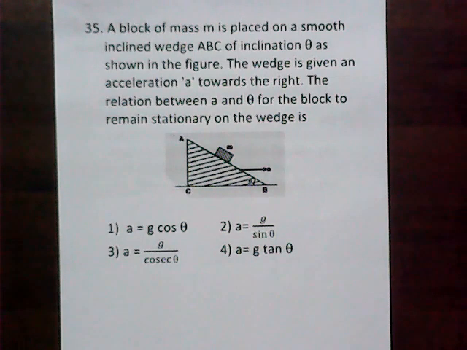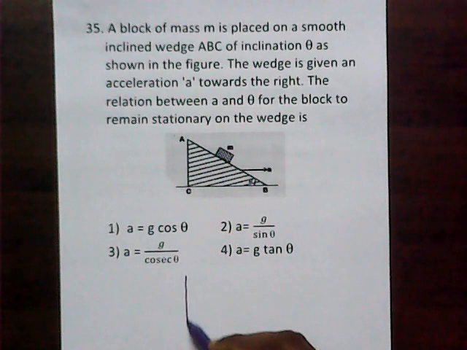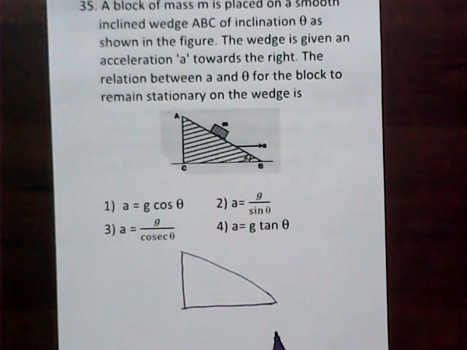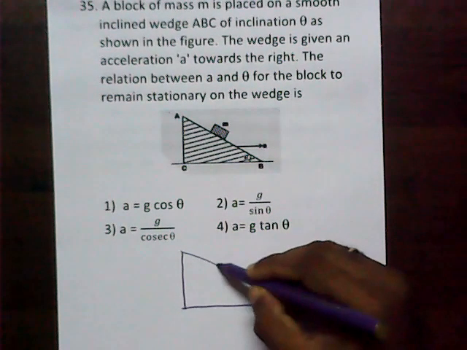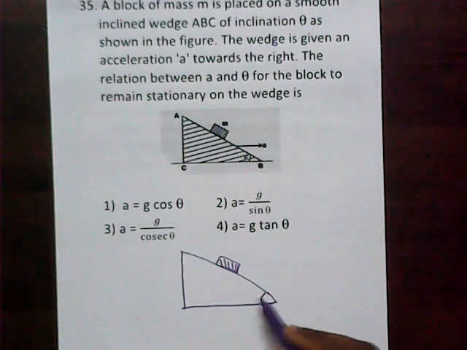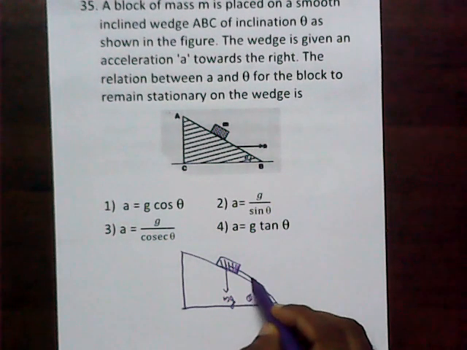So that is what we need to find. At first we can think about what forces are acting on that block. That is a very important concept. We can just draw the figure there. We have to account with respect to the wedge, therefore we have to think about the pseudo force acting on it. This is theta. The weight mg is acting here.